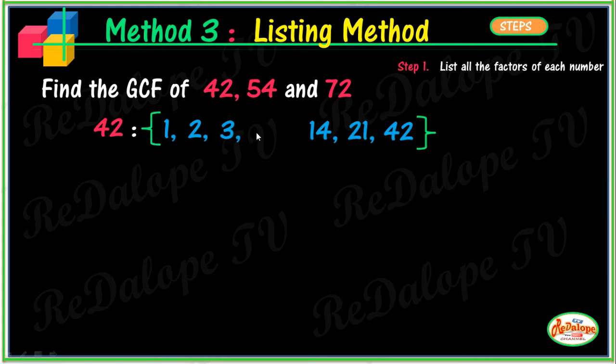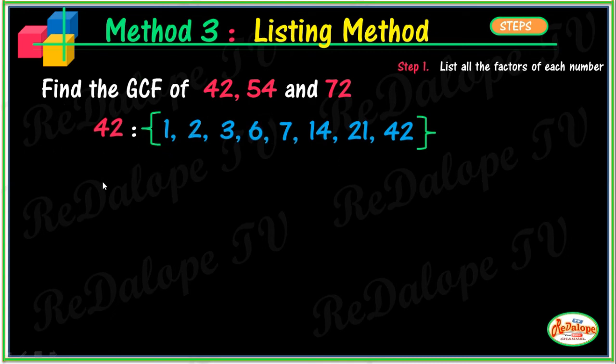42 divided by 4 cannot be. 42 divided by 5 cannot be. We cannot divide 42 by 5. 42 divided by 6, okay, that is understood to be 7. So therefore, 1, 2, 3, 6, 7, 14, 21, 42 are the factors of 42.